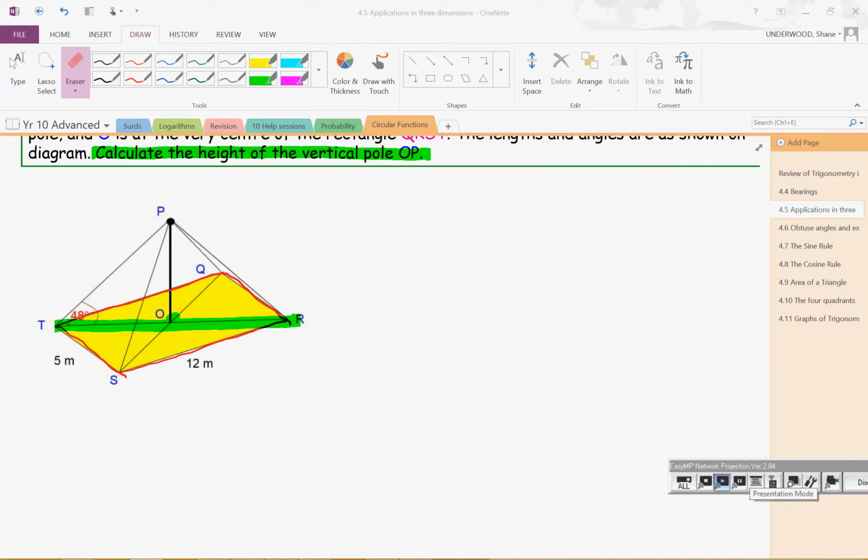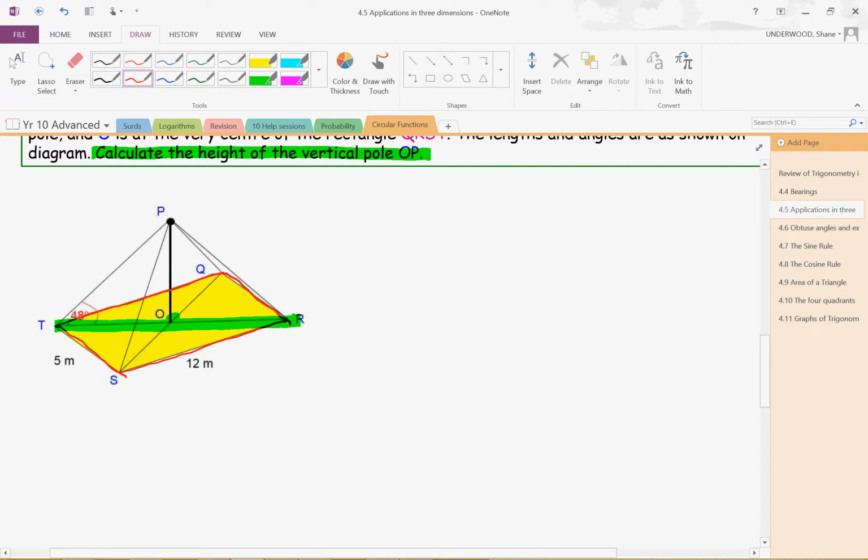Press play. All right, so what we're going to do is, we've got a rectangle. This is a rectangular base, and what can you tell me about a rectangular base? The angles here are what? They are 90 degrees. Okay, good.